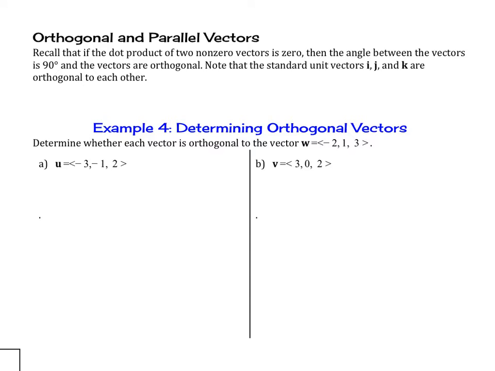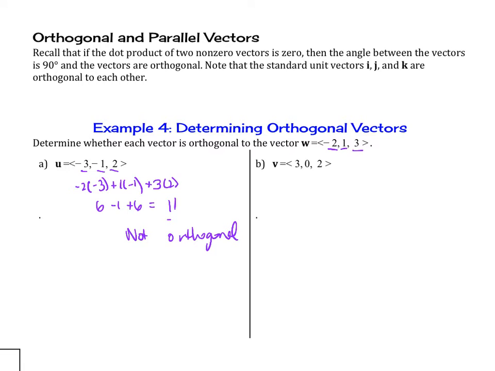So trying this out, we have w here. We're going to take -2 times -3, plus 1 times -1, plus 3 times 2. So this is 6 minus 1 plus 6, and so we end up getting 11. So therefore, this is not orthogonal.